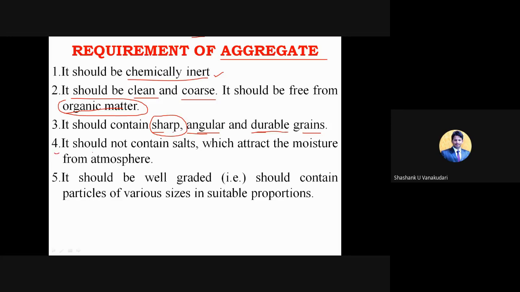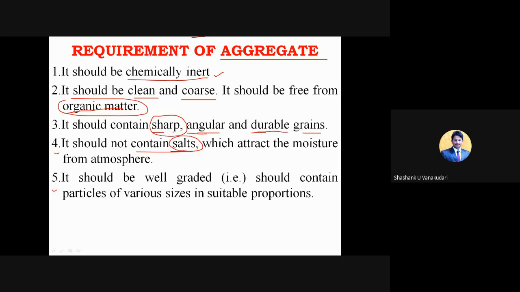And then it should not contain salts. The aggregates which you select should be free from salt, because that is going to absorb moisture, which is going to damage the entire concrete structure. So river sand will be different, and sea sand, seashore sand, will be different. Always we won't prefer seashore sand because it contains salt content. Once it reacts with water or moisture, it is going to damage the entire concrete structure. So for that reason we always try to avoid ingredients which contain salts in their structure, right?